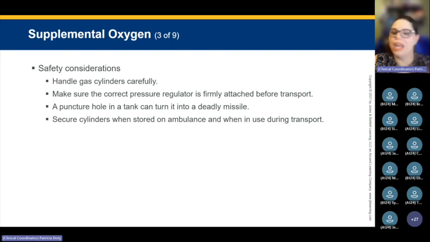First off, we have to handle them very carefully. Its contents are under pressure. You don't want those guys bouncing around in the back of an ambulance, and you don't want to be accidentally kicking them over or them falling off the stretcher when you're dealing with a patient. That's not okay. Any type of puncture or hole in the tank, it can become a missile. That's a legitimate thing. So you're just going to secure those oxygen cylinders when stored in the ambulance and during transport.